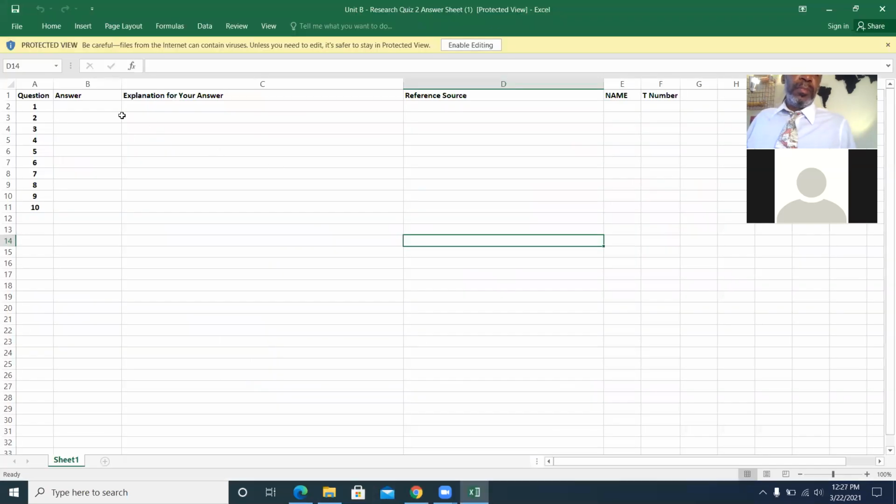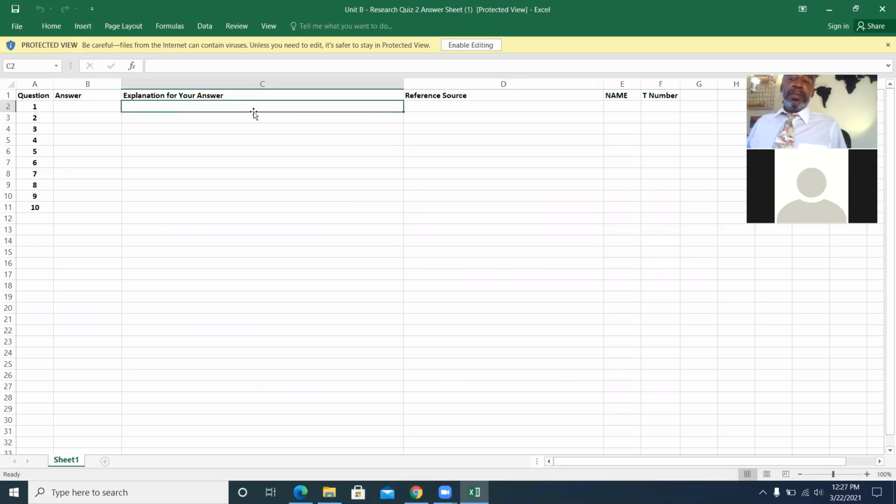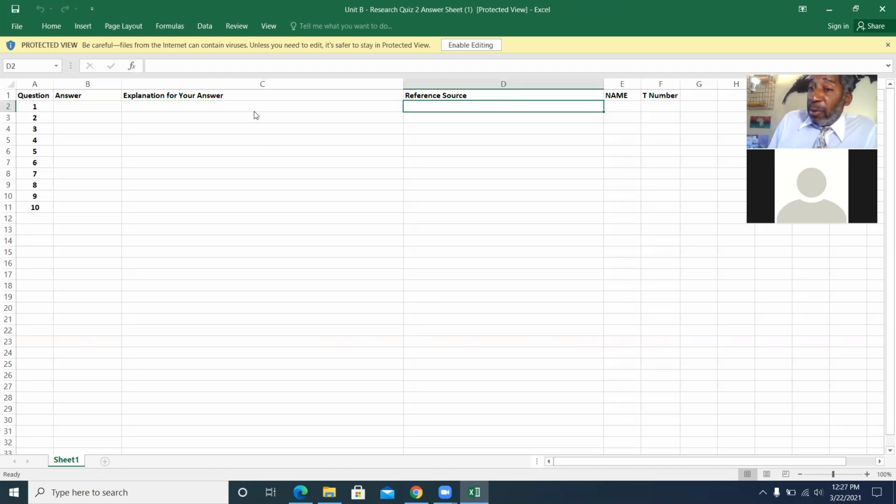Here's a letter for your answer, explanation. And again, please be detailed with your explanation. Put as much detail as possible. The cells are formatted to wrap text. Type as much in here as you like to explain your answer. And your reference, again, should come from those very specific sources provided with the class.